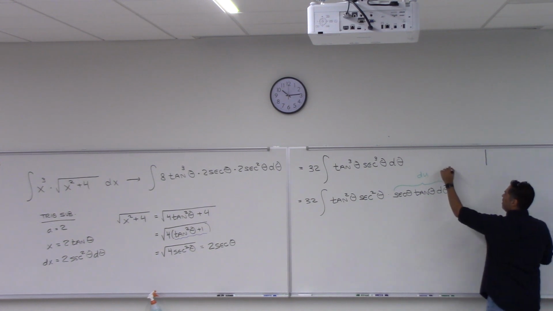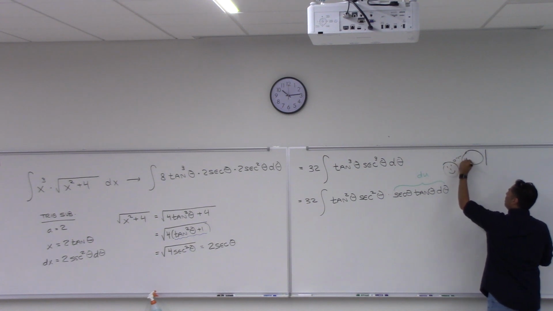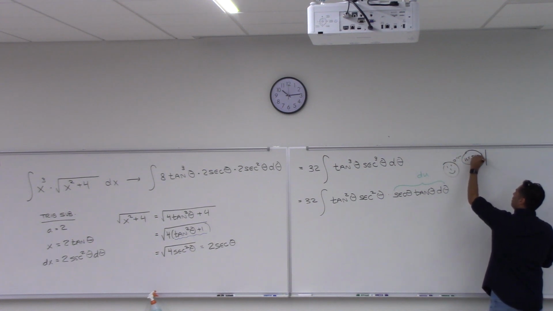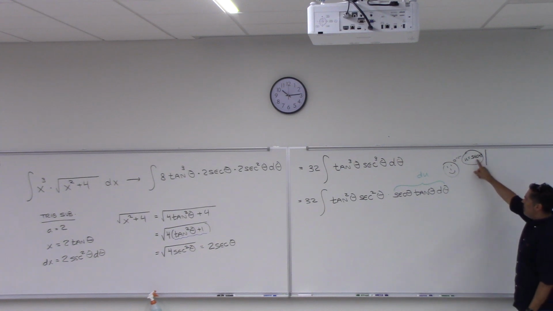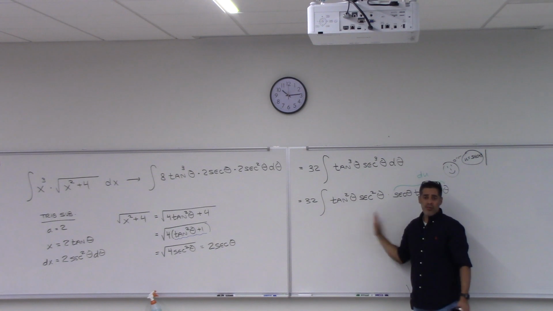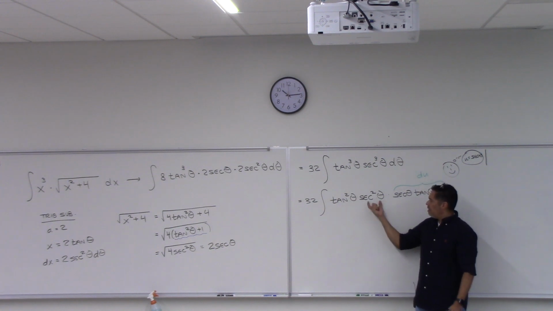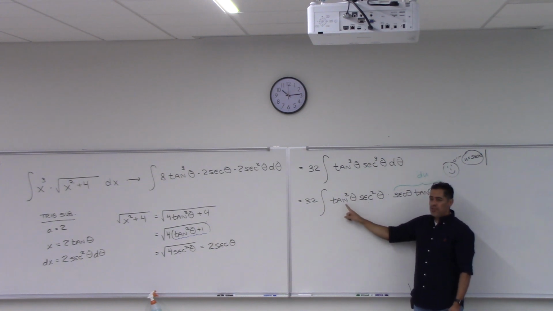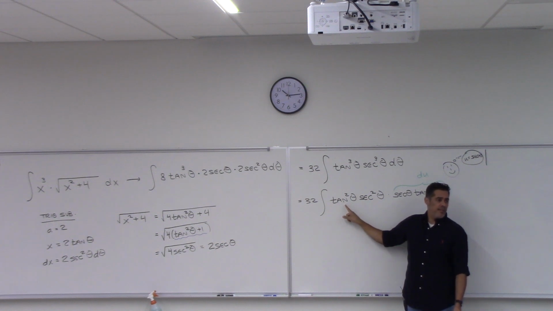So remember, this is where I was saying, I'm sitting here thinking to myself, what's u? U is going to be secant theta, right? U should be secant theta so that the derivative of it's right here. That means I need this entire integral in terms of secant. This already is in terms of secant. Tangent squared can get switched to secant using the Pythagorean identity, can't it?